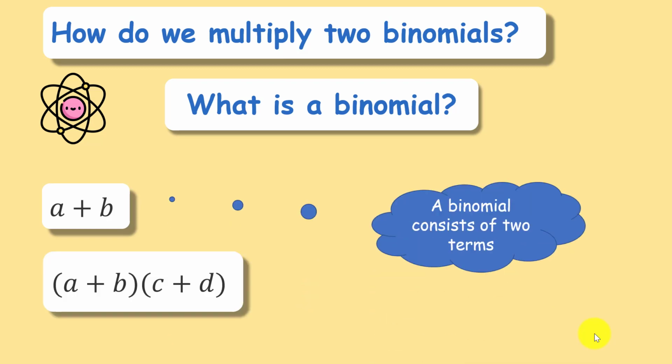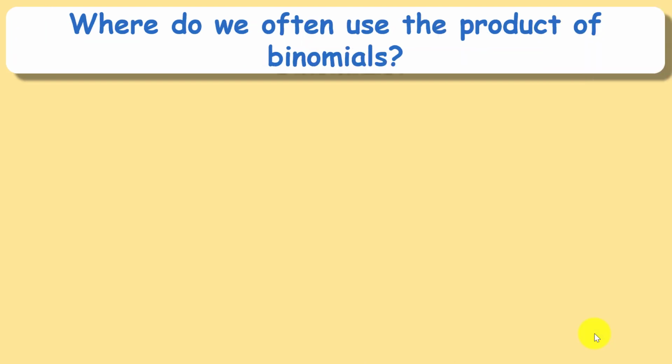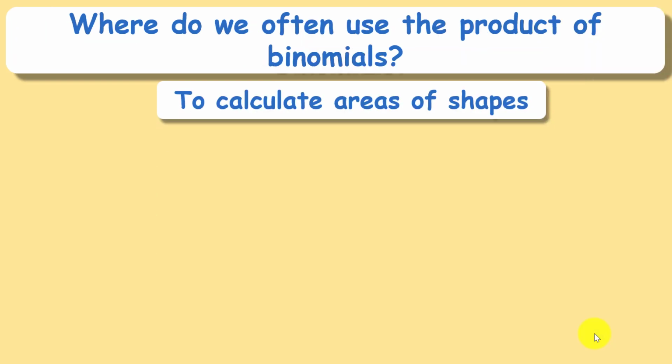If we take a binomial and we multiply it by another binomial, we say we've got the product of two binomials. Where do we often use the product of binomials? Well, to calculate areas of shapes.